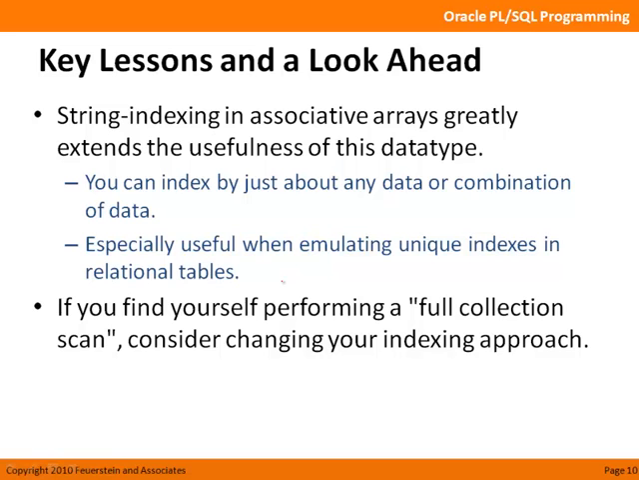And in general, the key thing to look for in your code is that if you find yourself performing full collection scans, consider changing your indexing approach. So don't search through a collection to find a match for a string or a date and so on. Instead, recreate the collection with a different type of index, a string index collection, or create a separate collection whose only purpose is to provide an index into the main collection using a string indexing on the value that you want to find a match on. Either way, you'll avoid the full collection scans and have code that's much faster in general, and certainly as your data volume increases.